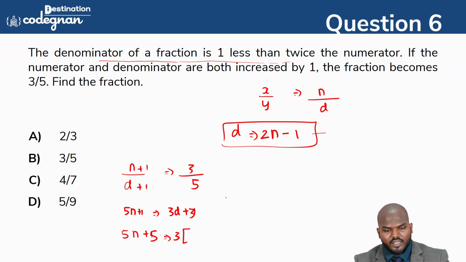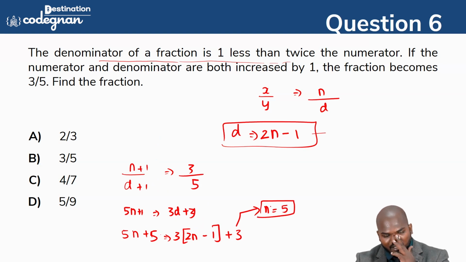You can call the denominator 2 times (n minus 1), plus 3. If you resolve everything, guys, it will give you the value n is equal to 5. Now they are asking for the fraction. Okay, so n is equal to 5.